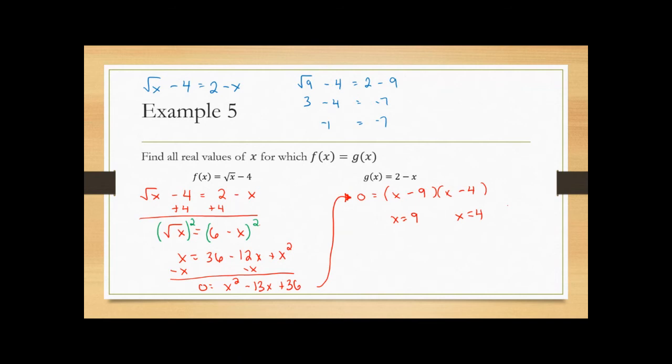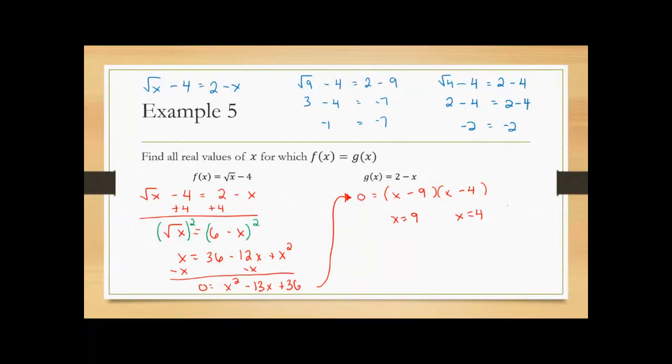Now let's try my x equals 4. So I have square root of 4 minus 4 equals 2 minus 4. So square root of 4 is 2. So I have 2 minus 4 equals 2 minus 4. Well, that's going to give me negative 2 equals negative 2.